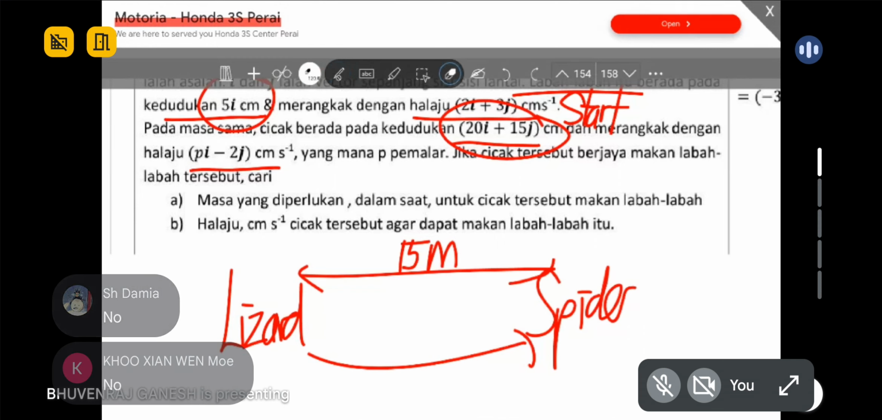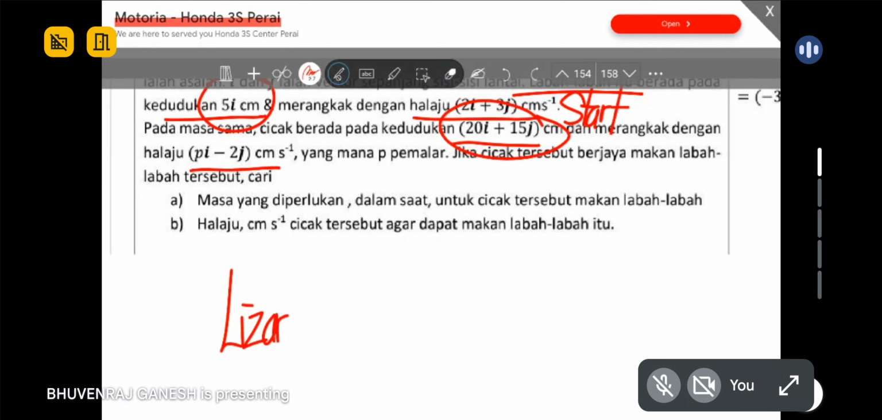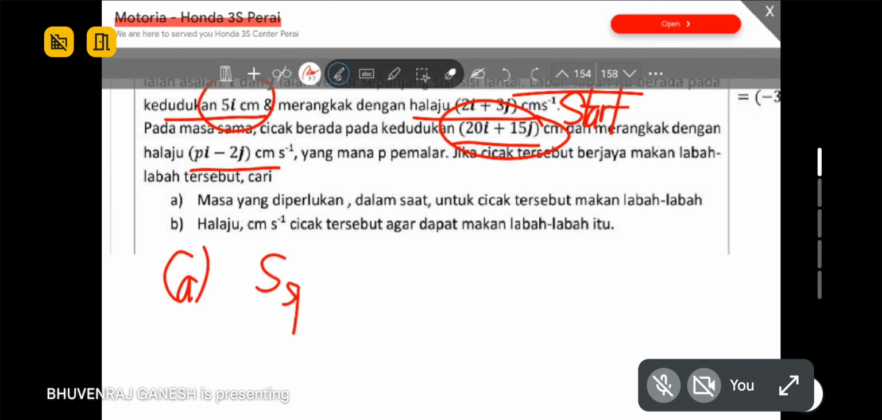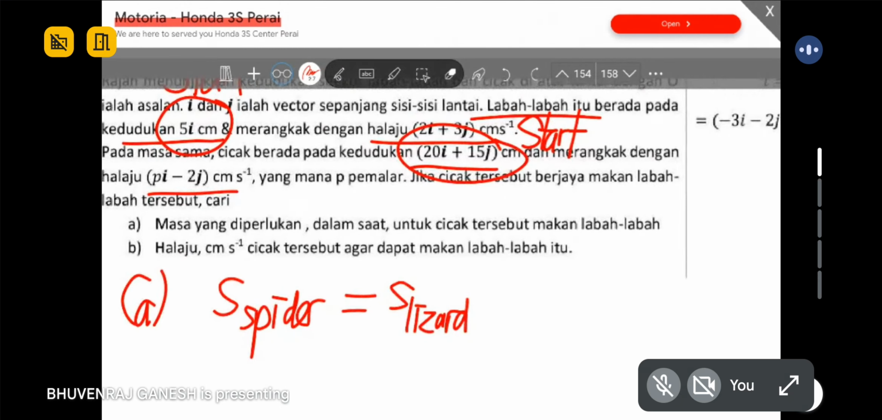Tak boleh kan? So the concept is the lizard and the spider must be side by side. Am I right? It must be very close to each other. Then only they can eat each other. So this is the concept. You guys need to answer the question. The concept is the distance traveled by the spider should equal the distance traveled by the lizard. Do you guys get the concept? Jarak dilalui oleh laba-laba is actually equal to jarak yang dilalui oleh cicak. Understand? If they move the same distance, then they should be able to eat each other. So that is the concept. The distance must be the same.